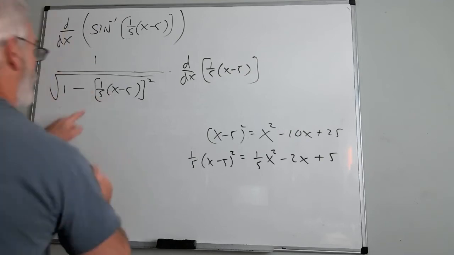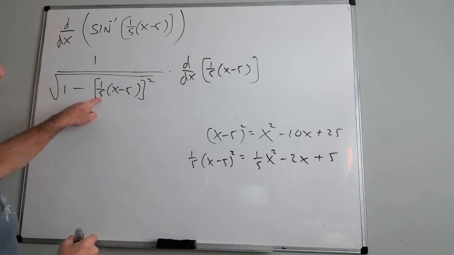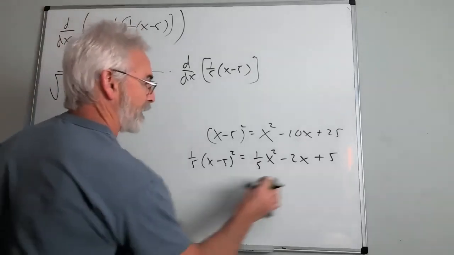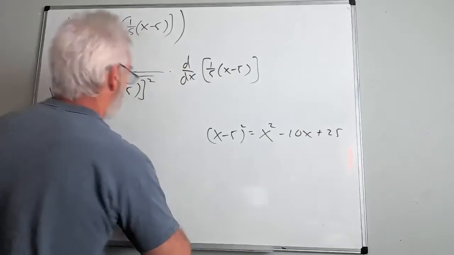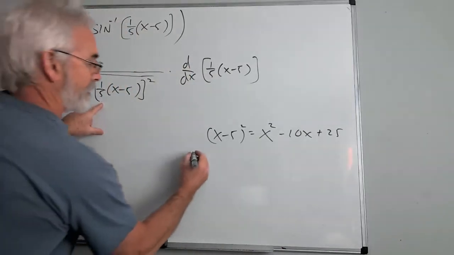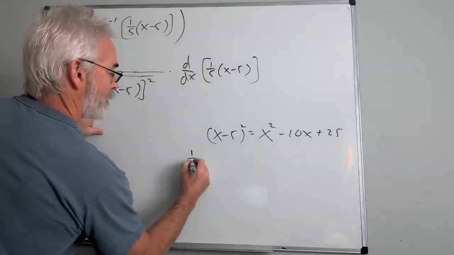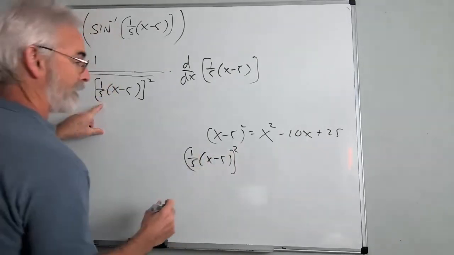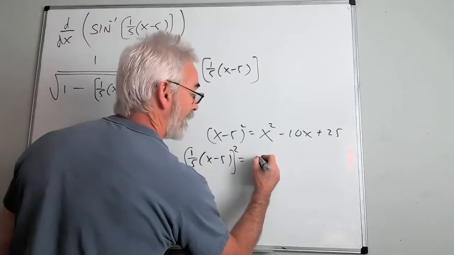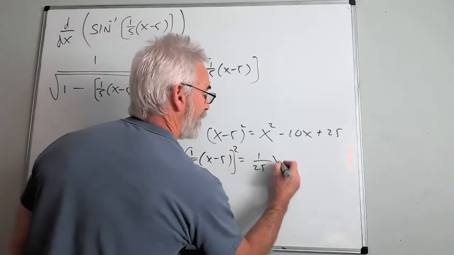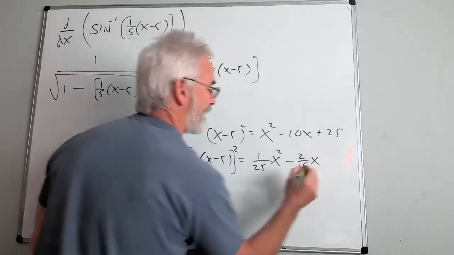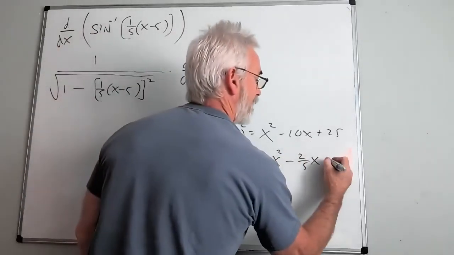Oh, I'm sorry. My bad. That 1/5. Ooh, Mr. Brown just made a boo-boo. That 1/5 is being squared, isn't it? So when I do 1/5 x minus 5 quantity squared, I'm multiplying by 1/25. So that should be 1/25 x squared minus 10/25, or just 2/5 x plus 1.